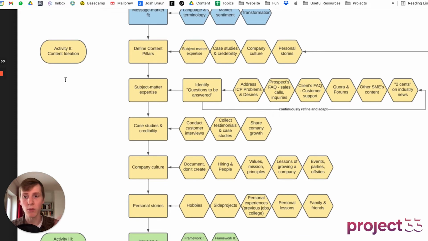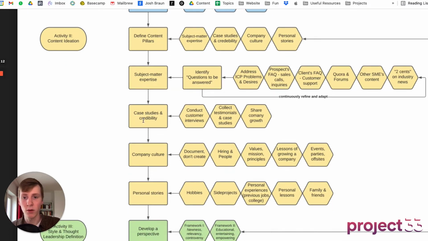So we help you come up with content. Actually, we come up with all of your content ideas. We come up with questions for you. It's always based on the same content pillars that we define for you. Subject matter expertise, which is the first type of trust. Case studies, credibility is the second type of trust. And then company culture and personal stories is the third type of trust, rapport.